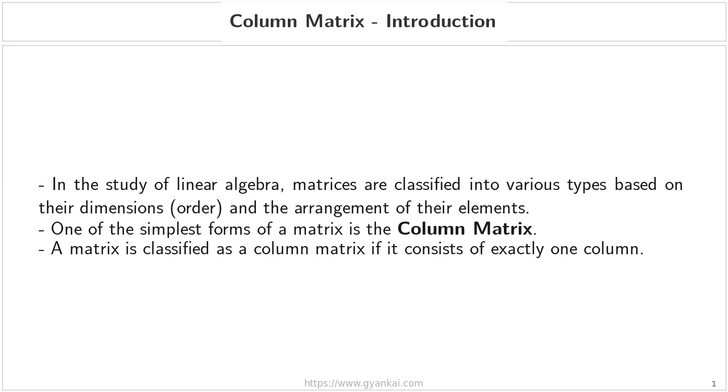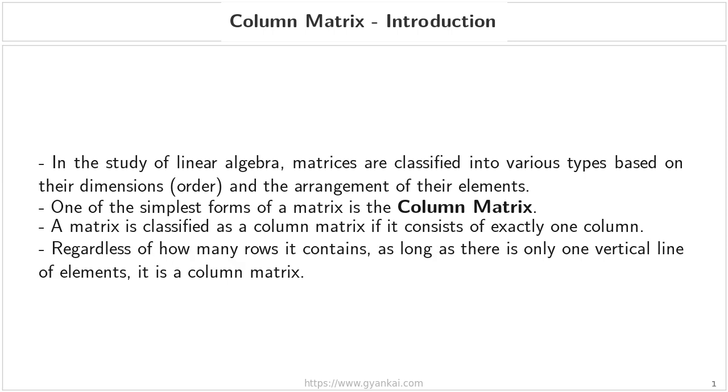Now, how do we identify one? A matrix is classified as a column matrix if it consists of exactly one column. To clarify, the number of rows does not matter. Regardless of whether there are 2 rows or 20, as long as there is only one vertical line of elements, it is a column matrix.